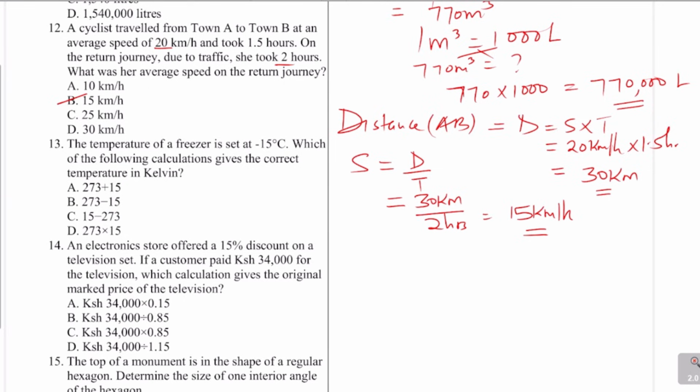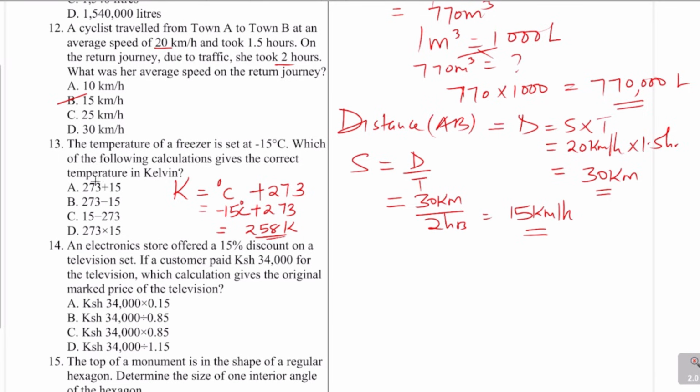To convert these, we use the formula: if you want to get temperature in Kelvin, you get the degrees Celsius and you add 273. So in this case, you have degrees Celsius given as -15 degrees centigrade plus 273. And when you add these, -15 plus 273 will give 258 Kelvin.